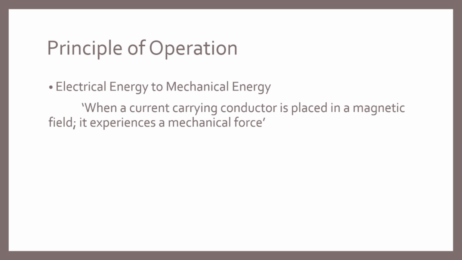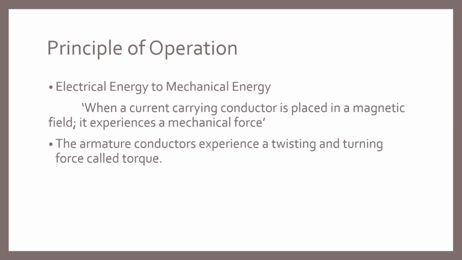We will get to understand later what this mechanical force is. The armature conductors experience a twisting and turning force called torque. Because there is a mechanical force, we also have torque, and torque is the act of twisting and turning. Torque is the product of force and the radius at which this force acts. Since the conductors are placed in the slots which are on the periphery, the individual force experienced by the conductors is what we call torque.